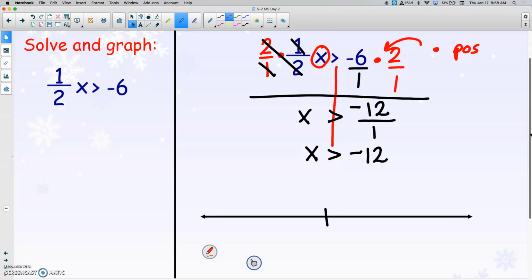So on my graph, negative 12, open circle, greater than goes to the right, and to the right of negative 12 is negative 11 and negative 10. So because this fraction was a positive fraction, the reciprocal is still a positive. You just flip it over. So you're not changing the sign like we did with perpendicular lines.